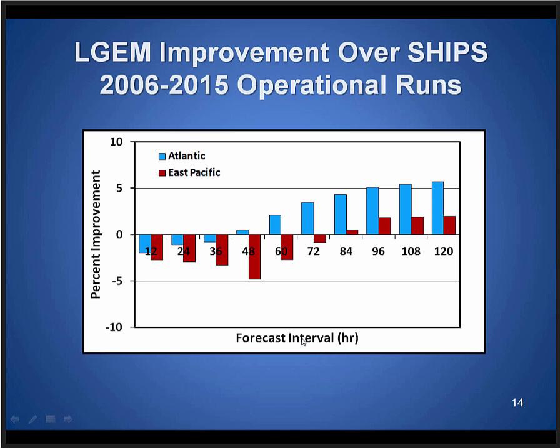So when we look at which one works better, again, at the shorter lead times, whether it's in the Atlantic in blue or red with East Pacific tropical storms and hurricanes, SHIPS works better out through about 36 to 48 hours, and then LGEM works better at the longer leads from 3 days to 5 days. So we use both. They're using similar predictors, but formulated differently.